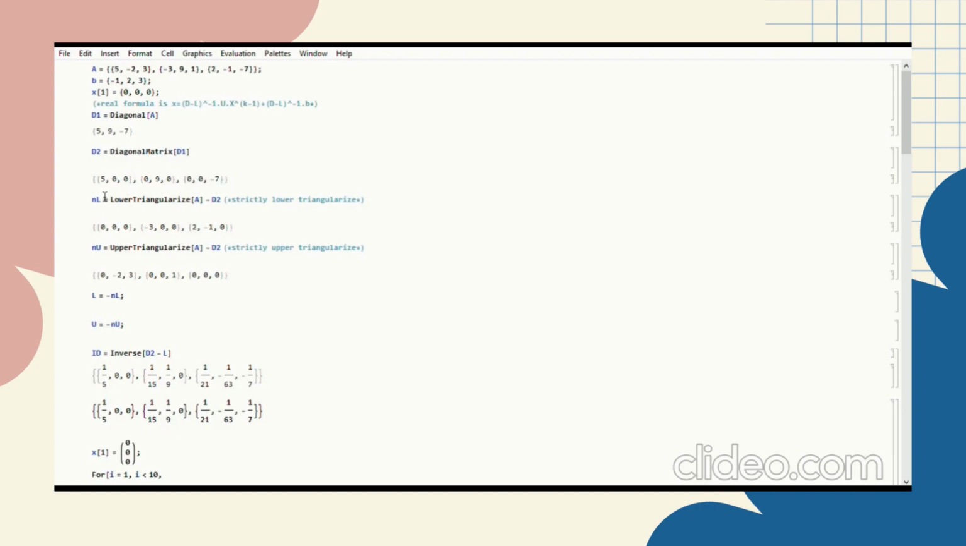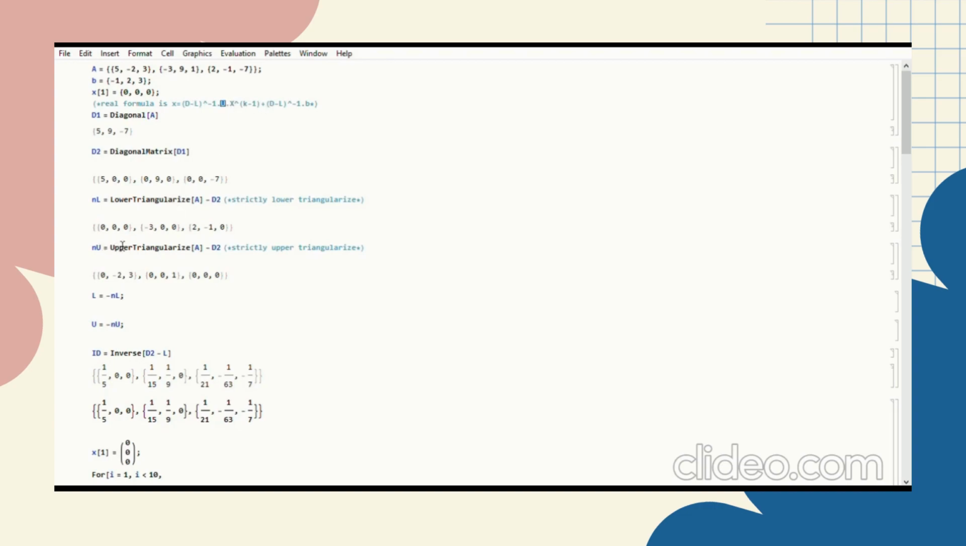Now we want to compute the L in the formula. I have NL equals lower triangularize A, where we want only the lower part of A and we want to exclude the diagonal. That's why I subtract D2, and then we get the strictly lower triangular matrix. We have 0, 0, 0, -3, 0, 0, 2, -1, and 0. So that settles L, and after that we want to compute U.